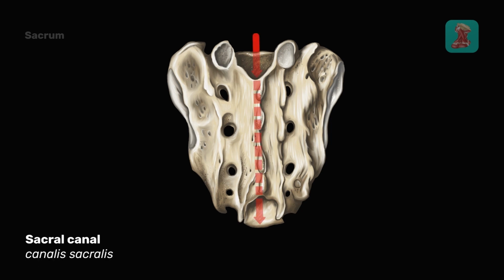At the entrance, it has a rounded shape, but in the downward direction it flattens, and at the exit, it has the shape of a slit, the sacral hiatus. The slit is bounded on both sides by the sacral horns, which are reduced inferior articular processes and are the junction point of the same horns on the coccyx.